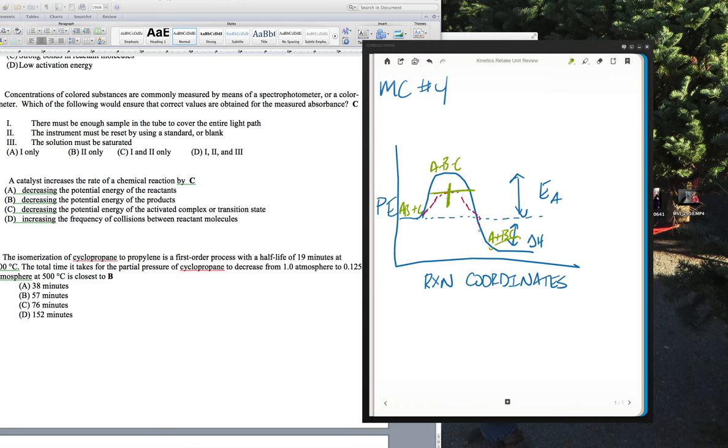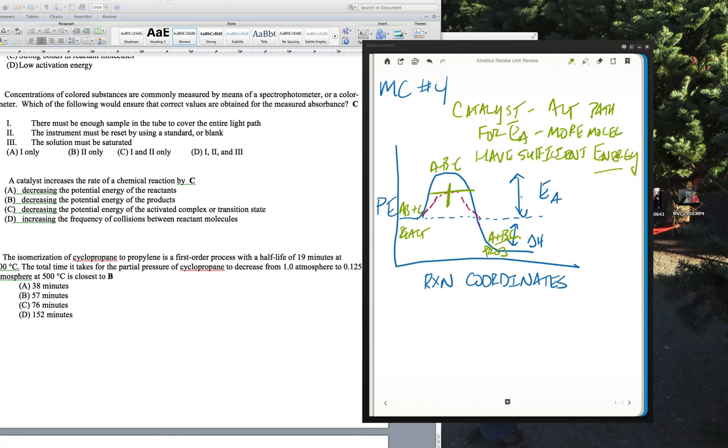If we're talking about reaction coordinates, this side is the reactants and this side is the products, and the catalyst has nothing to do with reactants or products. So that's why A and B are out. D, increasing the frequency of collisions. It doesn't increase frequency. A catalyst gives an alternate pathway for activation energy, so more molecules have enough energy, not that there are more collisions. So that's why the answer is C.